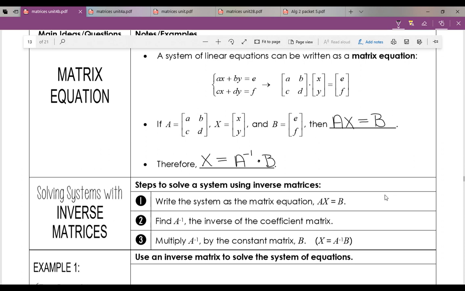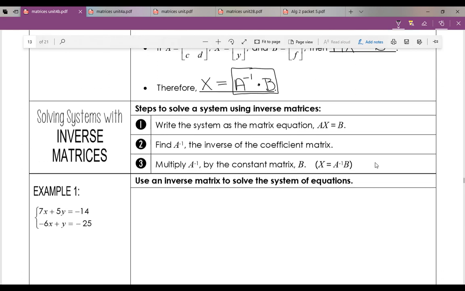Now, we did inverses last week. All right. It has to be in this order. If it's not in the order, you can't do matrix multiplication with it. It has to be the inverse first and the constant matrix last. So we have three steps. We're going to write the system as a matrix equation, A times X equals B. We're going to find the inverse of A, and then we're going to multiply the inverse times the B matrix.